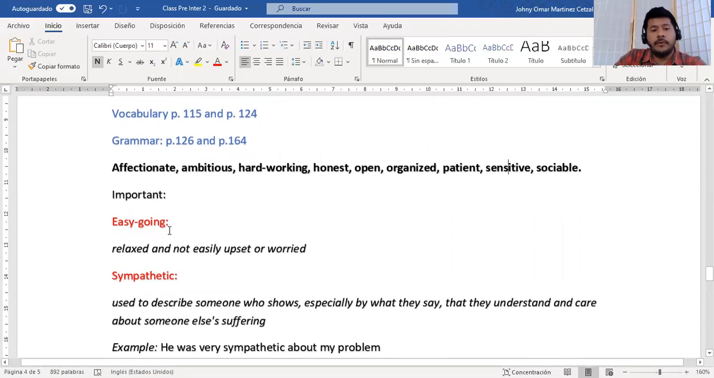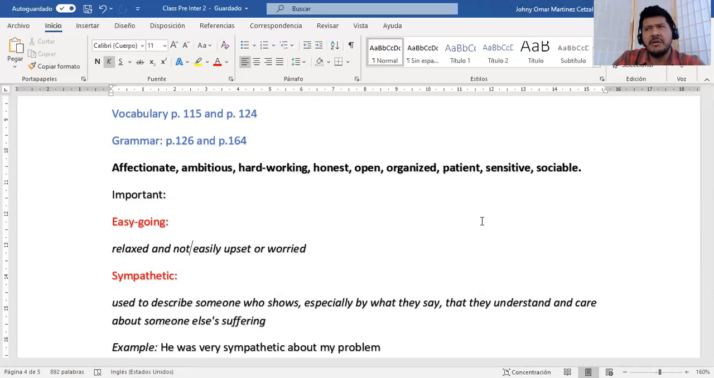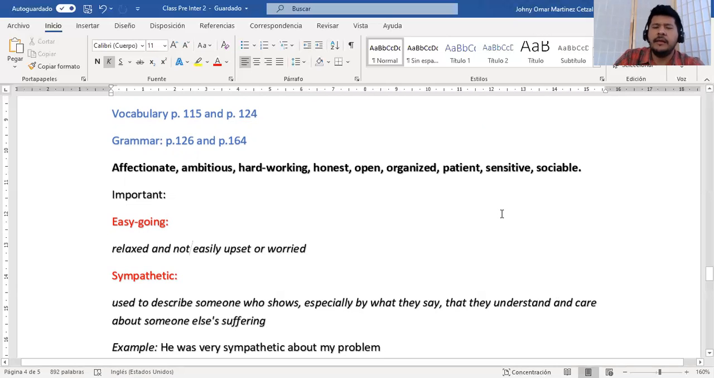Now, the ones that are important. Easygoing is easy, but if you don't know it, maybe... I have written the definition of these adjectives. Someone who is relaxed and not easily upset or worried. So somebody who doesn't normally get angry is somebody easygoing. Ah, he's a relaxed person. He's peace and love, no, something like that. That's normally easygoing. It's a relaxed person, a calm person. It's a positive adjective, a positive description or personality.